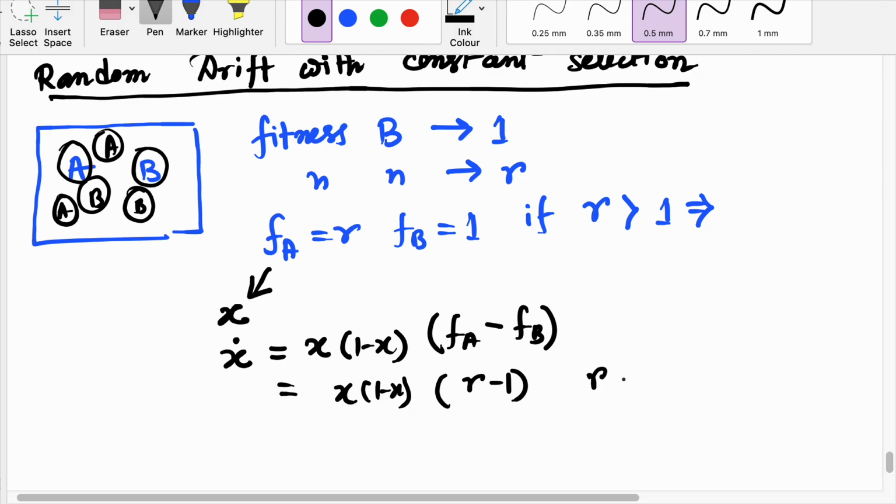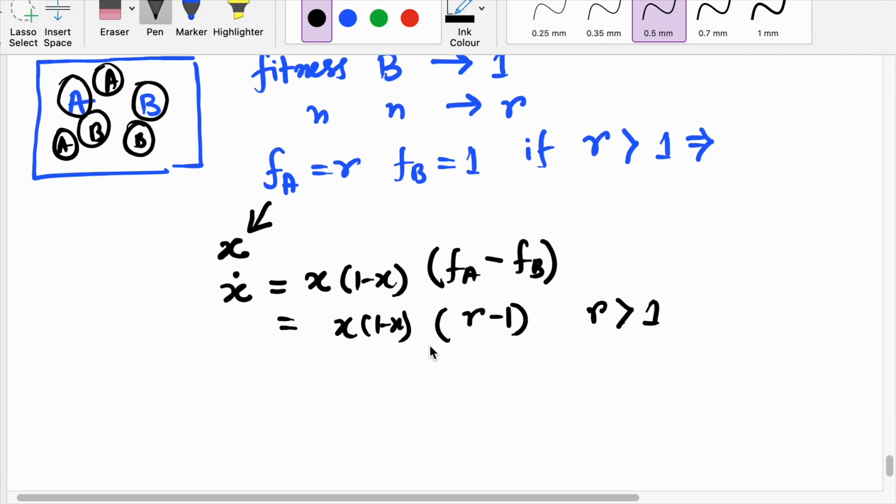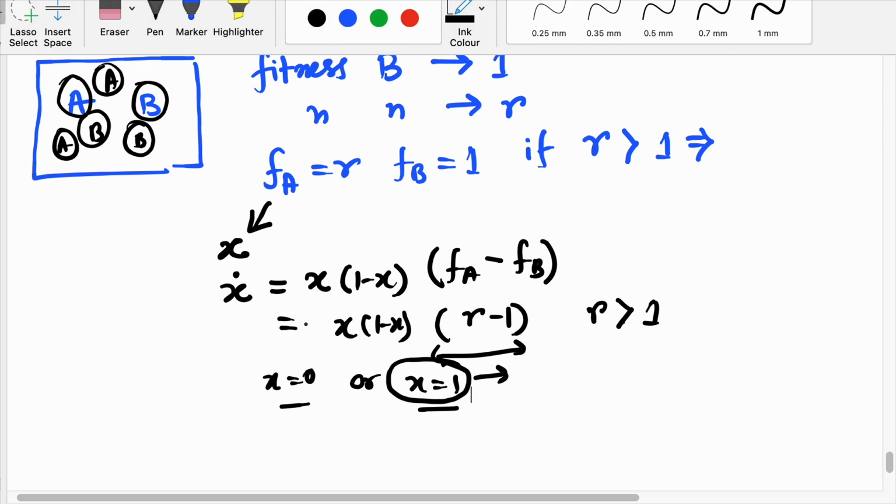Now if r is greater than 1, then since this term is positive, x dot could achieve only two states, either x equal to 0 or x equal to 1, because these two are the fixed points. And since the rate of increment is always positive, x will always increase from any quantity, and it could asymptotically reach the limit x equal to 1. So x equal to 1 will be the stable fixed point, and that means at the end of the day, if the fitness Fa is larger than the fitness Fb, then all the individuals of the population will become A type.